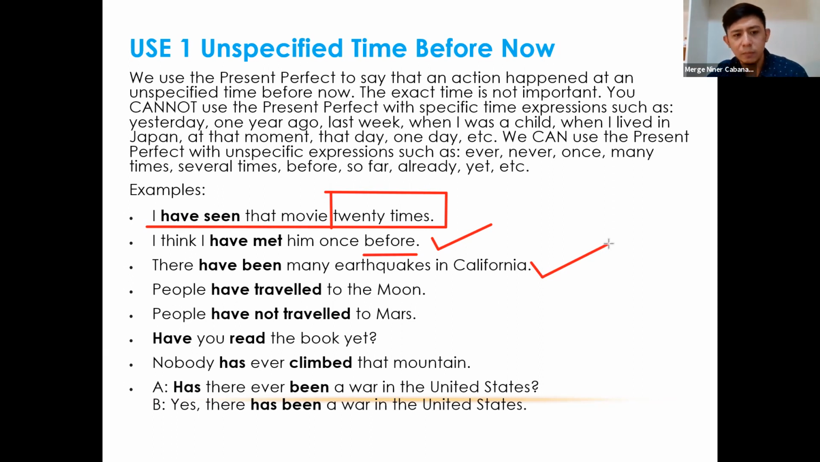People have traveled to the moon. People have not traveled to Mars. Have you read the book yet? Nobody has ever climbed that mountain. Nobody, no one, ever. All right. Has there ever been a war in the United States? Yes, there has been a war in the United States, the Civil War. Okay. So we use the present perfect tense for unspecified time before now.